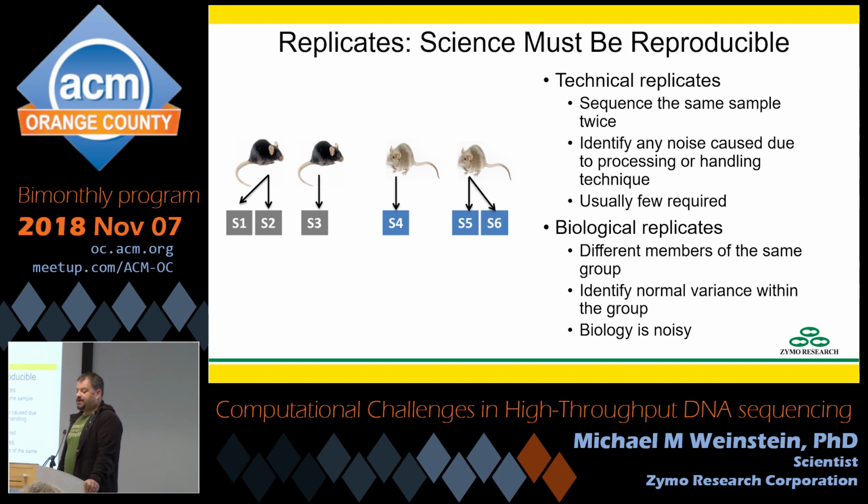Biological replicates, on the other hand, are taking different members of the same group. So for example, here we have 2 black mice and 2 tan mice. And assuming those make up 2 different groups, we have an n of 2 per group. In reality, any statisticians out there are probably cringing right now because you always want an n of a lot more than 2. But having biological replicates can point to the normal variance within the group.